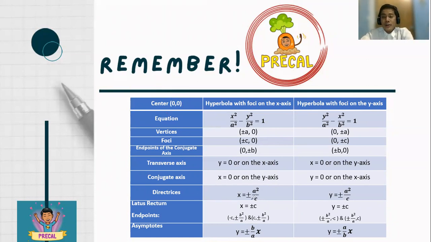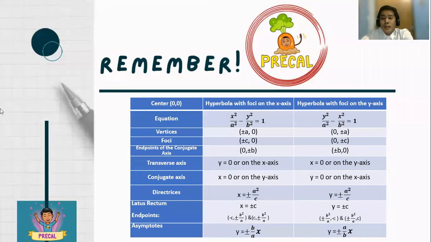The directrices also have formulas, but these are not that important. For the length of the latus rectum, do not forget that we still use the formula 2b squared over a. That's why one of the endpoints will have a formula positive, negative, b squared over a.